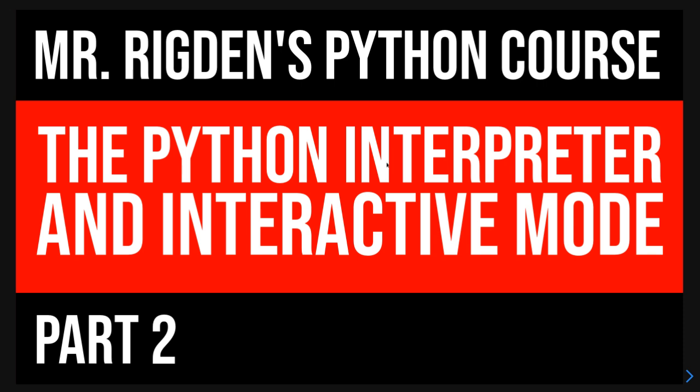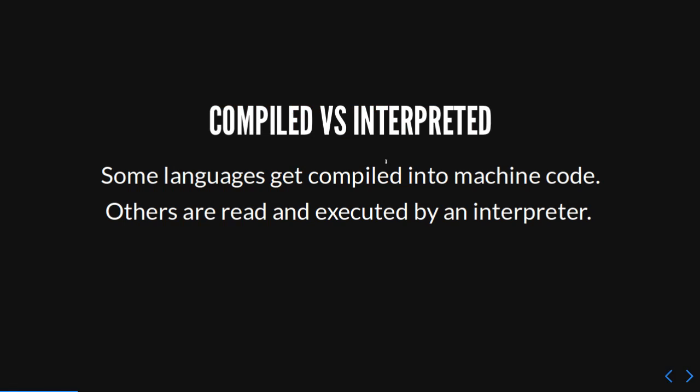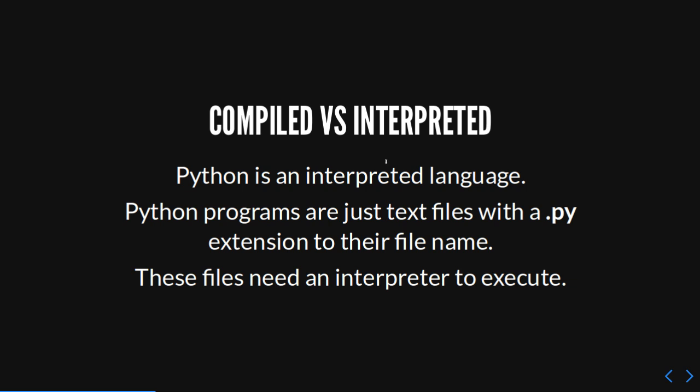So first of all, compiled versus interpreted. Some languages get compiled into machine code. Others are read and executed by an interpreter. C would be a good example of a compiled language, and Python is a good example of an interpreted language. Python programs are just text files with a .py extension to the file name. These files need an interpreter to execute.